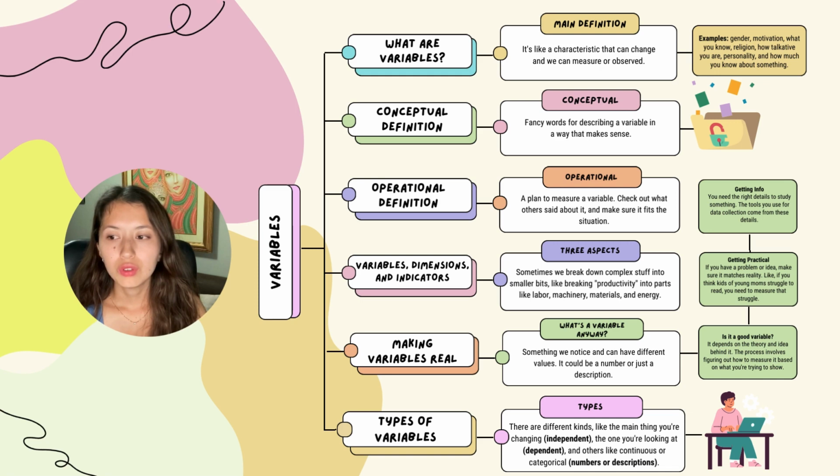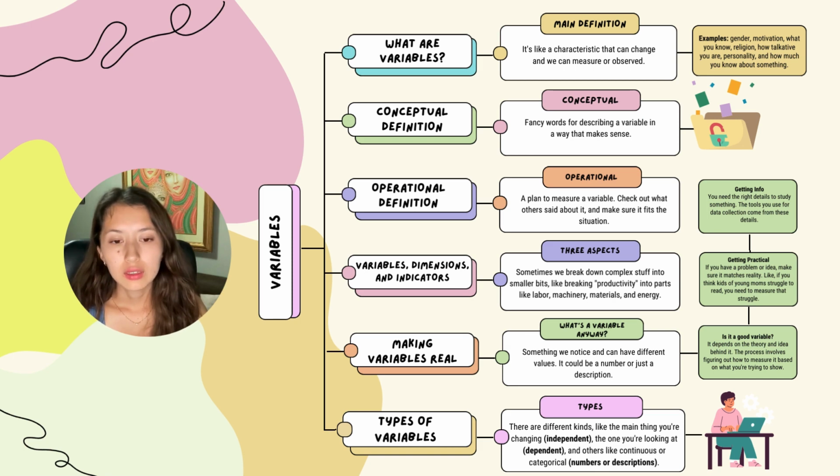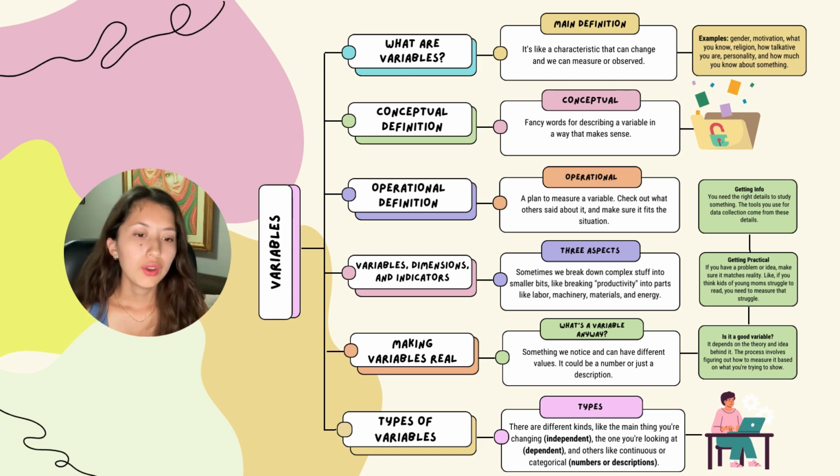Now, let's move on to types of variables. The types of variables are different kinds. Like the main thing we're changing, here we have the independent variable, the one that we're looking at, the dependent variable, and the others like continuous or categorical. These are numbers or descriptions. So that is all that I have to say according to my topic.